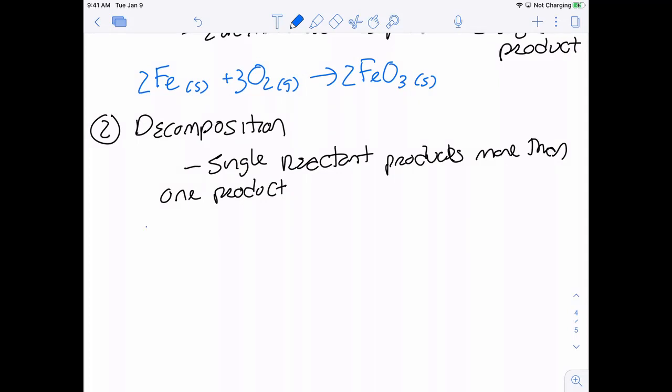And we could do the decomposition of water. So water liquid can decompose to form hydrogen gas plus oxygen gas. And of course this one isn't balanced. I have 2 oxygen on my product side, only 1 on my reactant, so I need a 2 there. Now my hydrogen are messed up, so I need a 2 there. So decomposition, 1 reactant, it's producing more than 1 product.